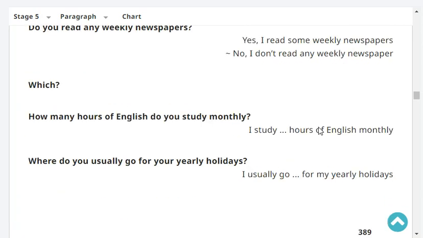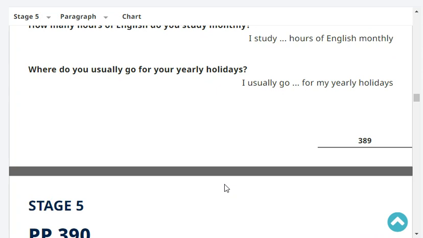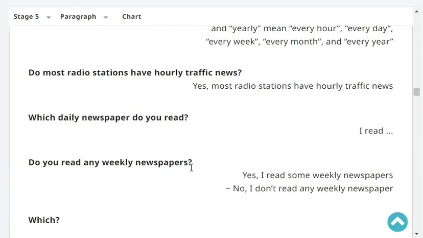Very good. How many hours of English do you study monthly? I study 30 hours of English monthly. Where do you usually go for your yearly holidays? I usually go to an onsen hotel for my yearly holidays. Very good.